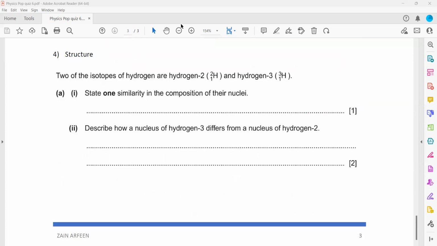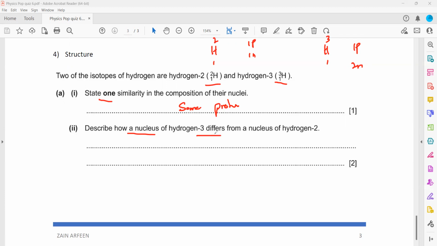Two isotopes of hydrogen are there, hydrogen 2,1 and hydrogen 3,1. State one similarity, how they are similar to each other. Hydrogen 2,1 has one proton and one neutron. Hydrogen 3,1 has one proton and two neutrons. So one similarity in the composition is that they have the same proton number.